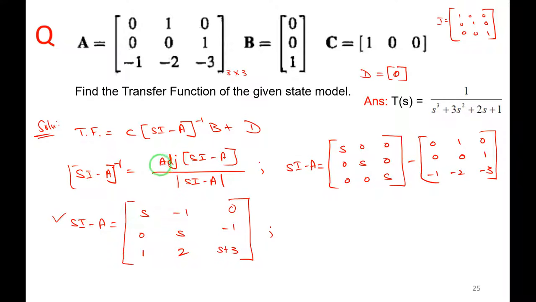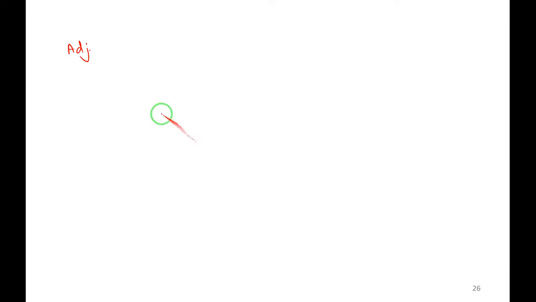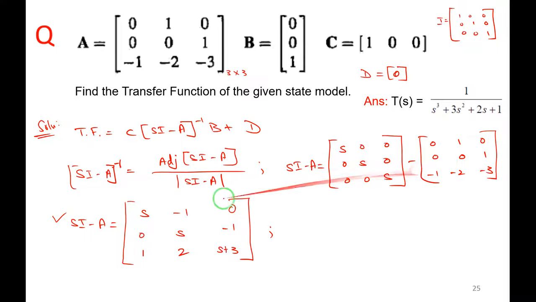Next we want to calculate (SI minus A) whole inverse. So we want to calculate the adjoint of this matrix and the determinant. First we'll find the determinant, then later we'll go for the adjoint. So the determinant of SI minus A.